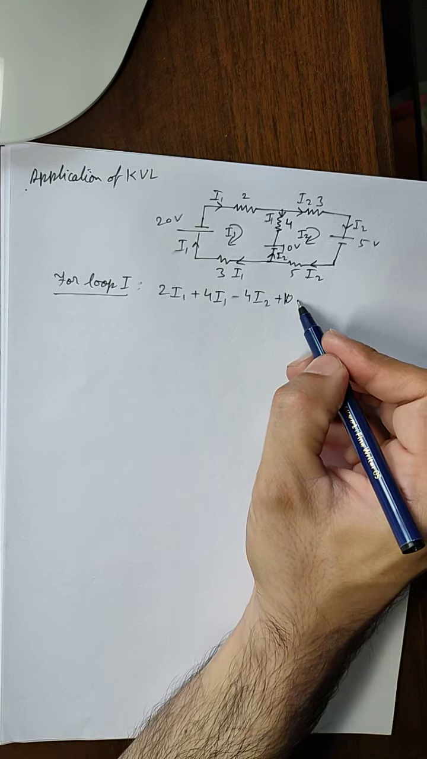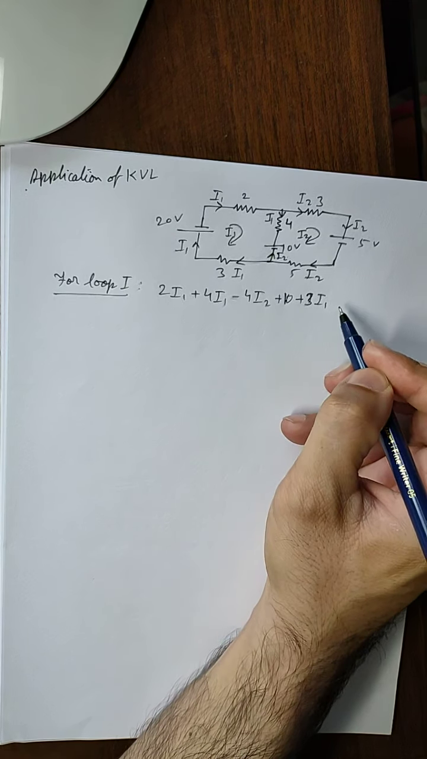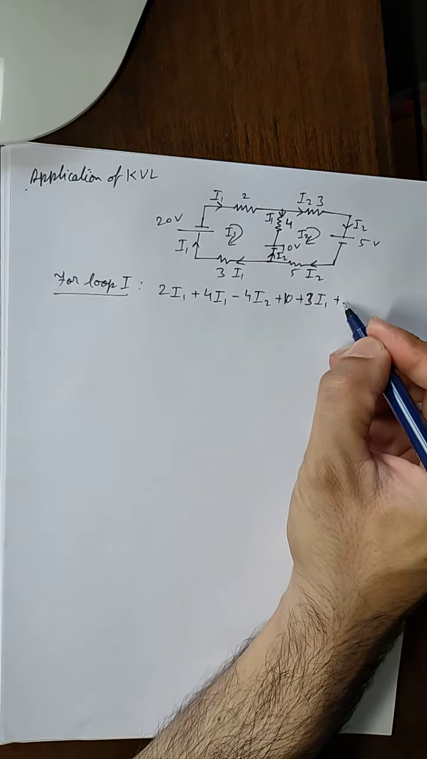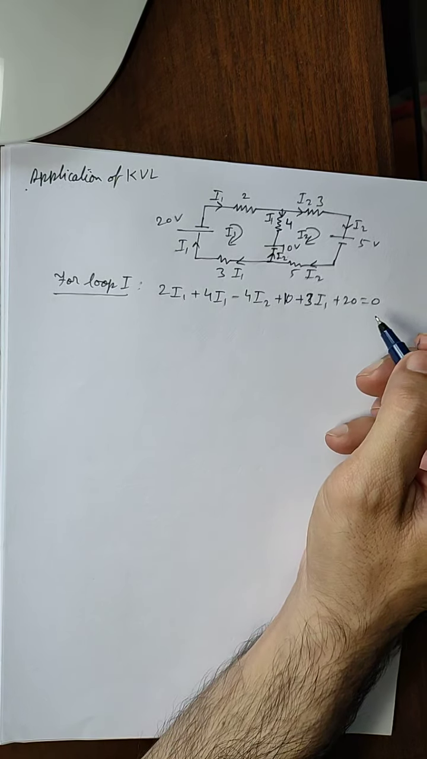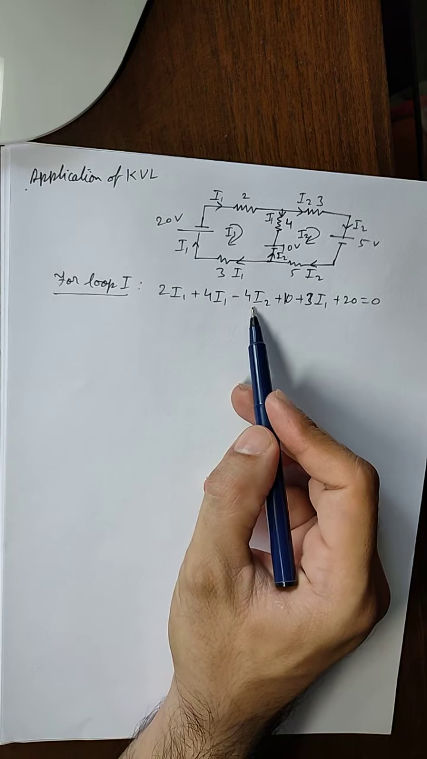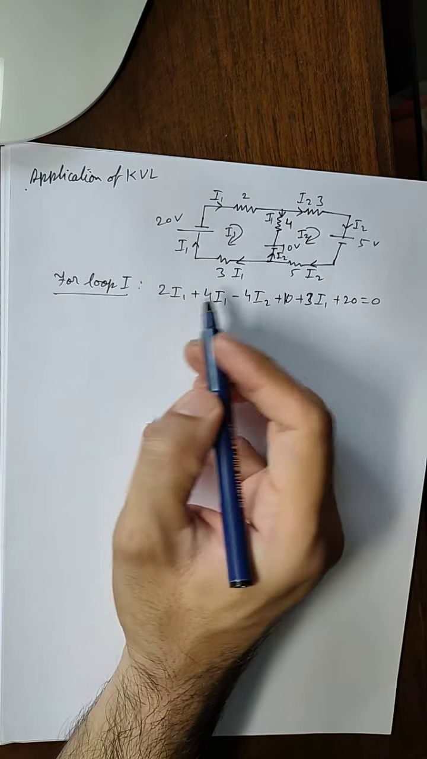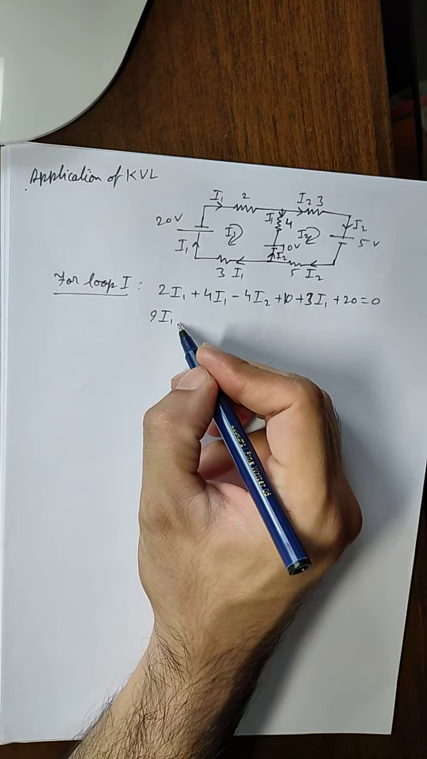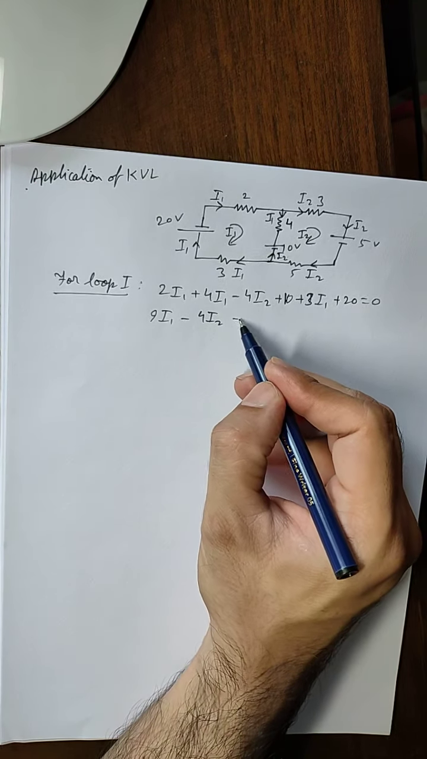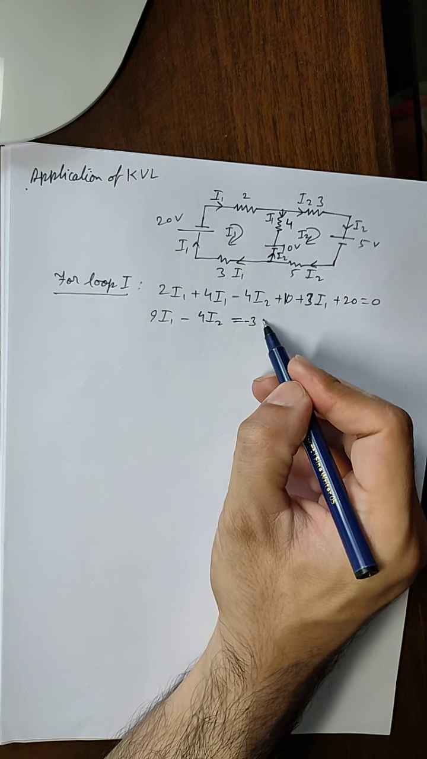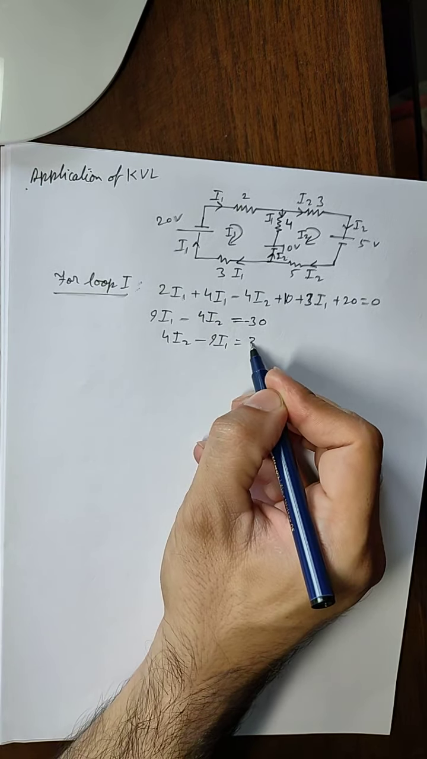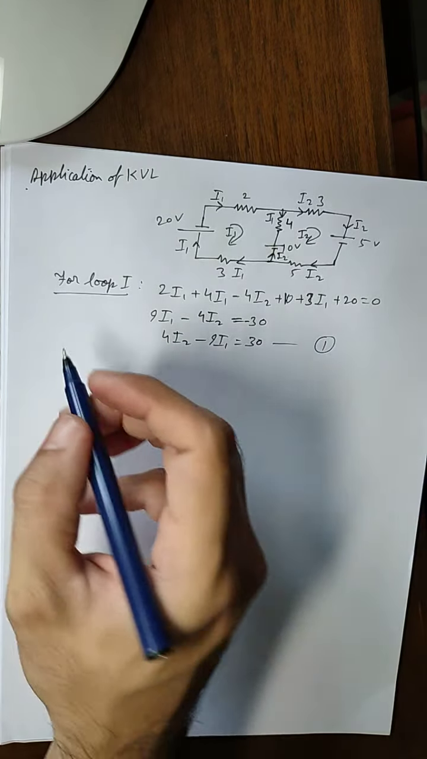Then we come here, again the potential will be 3I1, and then we are entering the positive terminal of the battery again, 20 volts. So again it will be 20 volt, and the sum of all these potentials will be equal to 0. Now when we solve this, we get the equation 9I1 minus 4I2, and the potential will be 10 plus 20, 30, and if we move it to the other side, this will be equal to minus 30. Or we can write this equation as 4I2 minus 9I1 equals 30. So this will be our first equation.